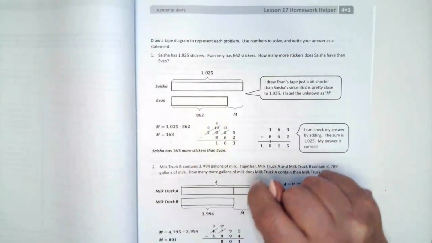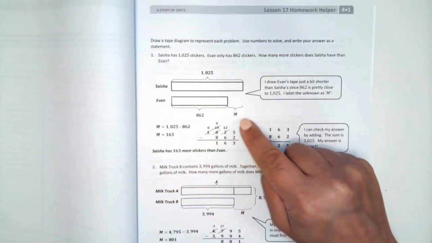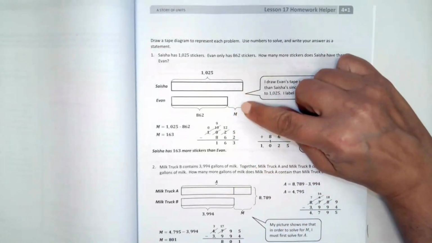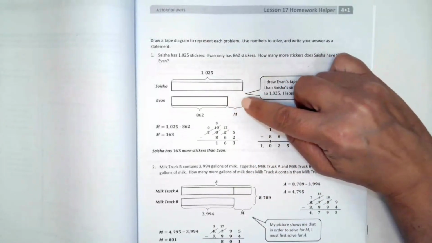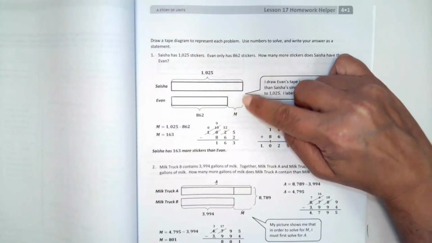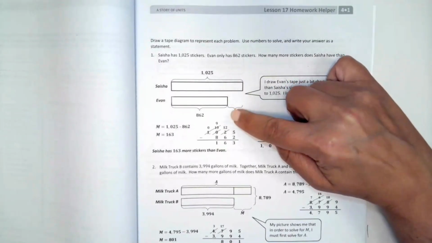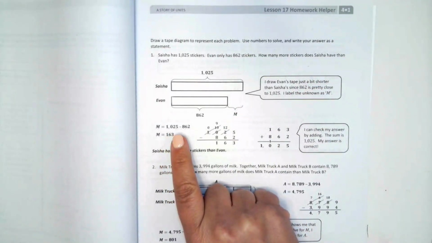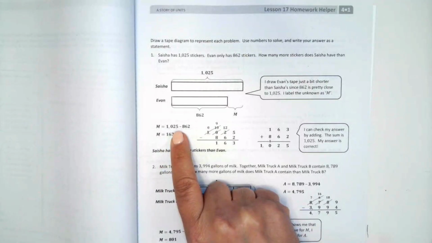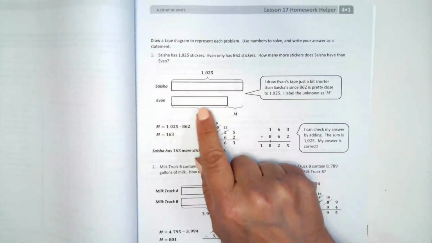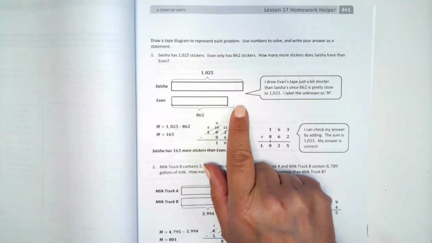And we have to find out how many more Seisha has than Evan. So this blank space here, the distance from the end of Evan's tape to the end of Seisha's tape, is how much more Seisha has than Evan. It's labeled with an M for more. Then they show doing subtraction. Seisha's number of stickers minus Evan's number of stickers will tell you how many more Seisha has.